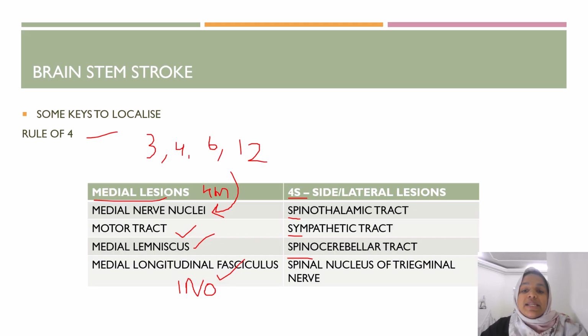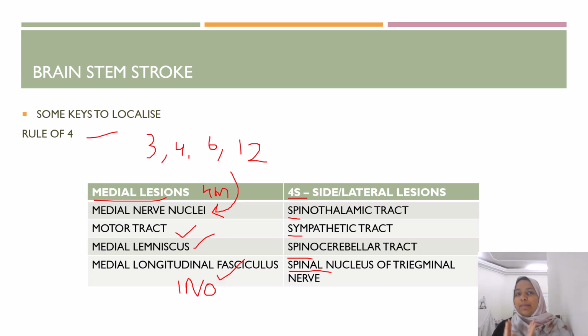Spinocerebellar tract, so the patient can present with ataxia. Spinal nucleus of the trigeminal nerve, which is concerned with the sensations from that same side of the face. Ipsilateral facial sensations. All the sensations will be carried by the trigeminal nerve. So these are the lateral lesions.